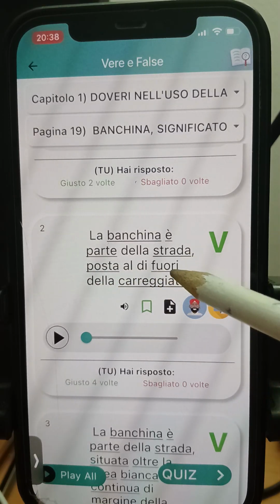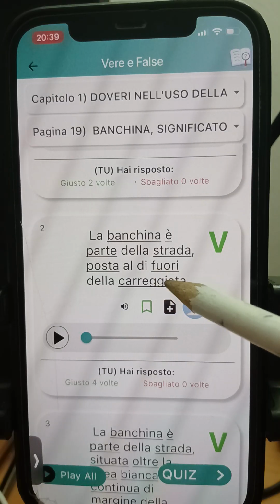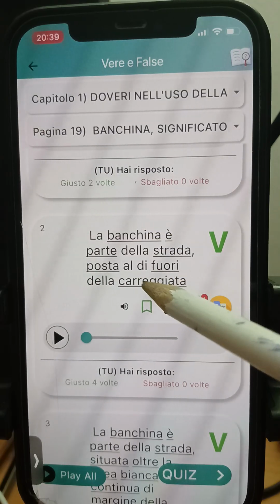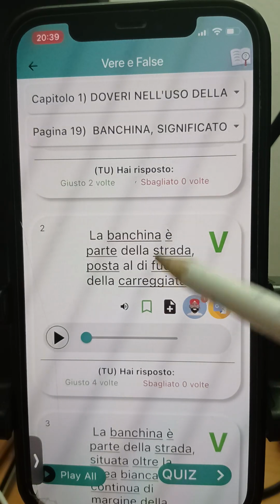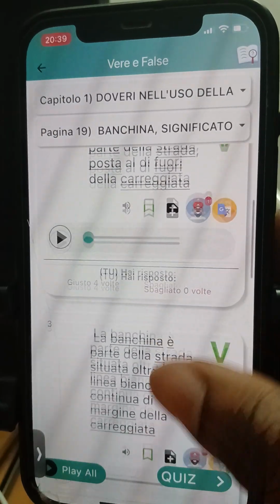But it is outside the what? The carreggiata. Alright? It is outside the what? The carreggiata. Banchina is not part of carreggiata. It is not part. Okay? Fuori, outside. Okay? The carriageway.